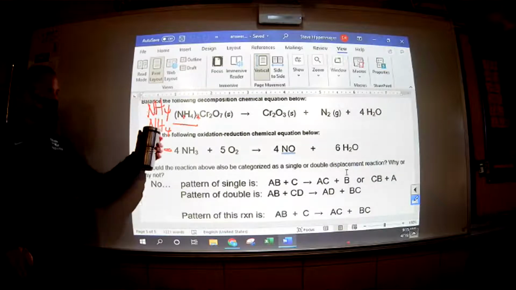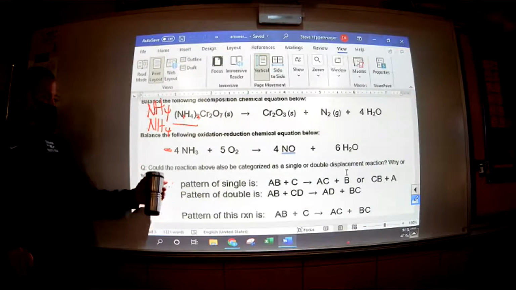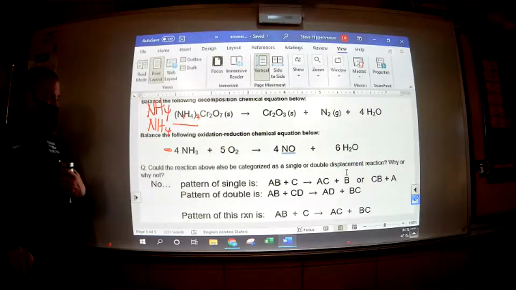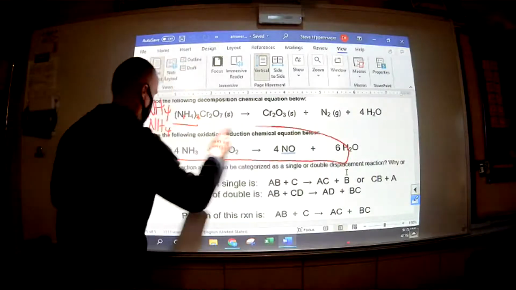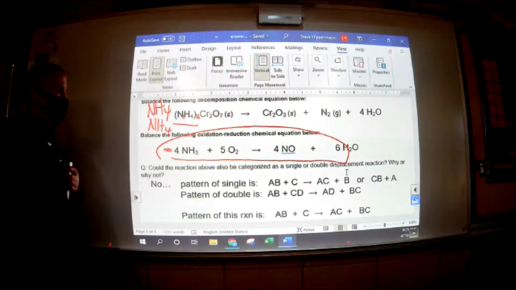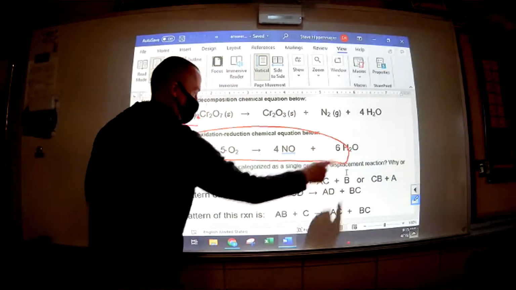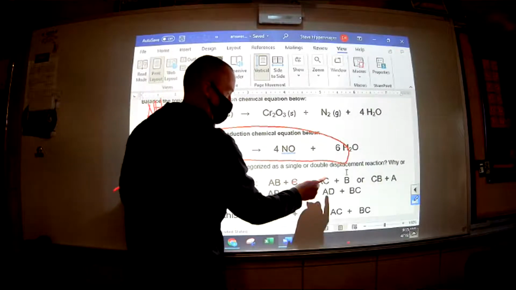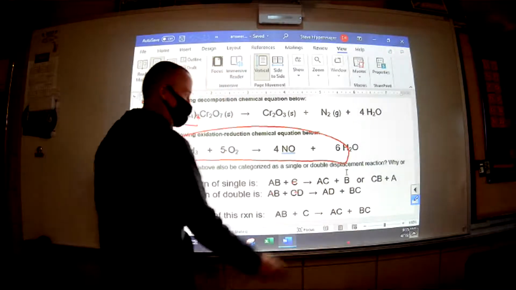These were like fun puzzles to solve. Balancing is a puzzle-solving thing. Questions on these, though? Do you see why they can't be considered, in a pure sense, a single or a double? This one right here is compound, element, compound, compound. A single is compound, element, compound, element. A double's compound, compound, compound, compound.